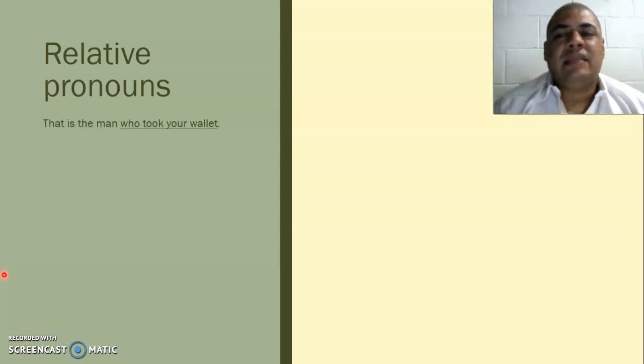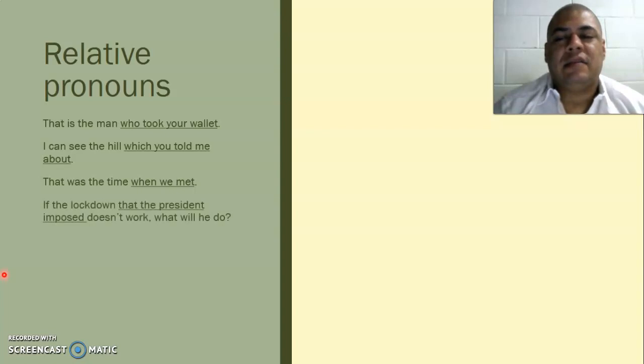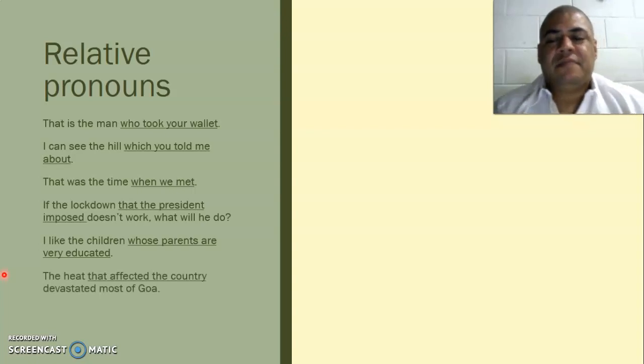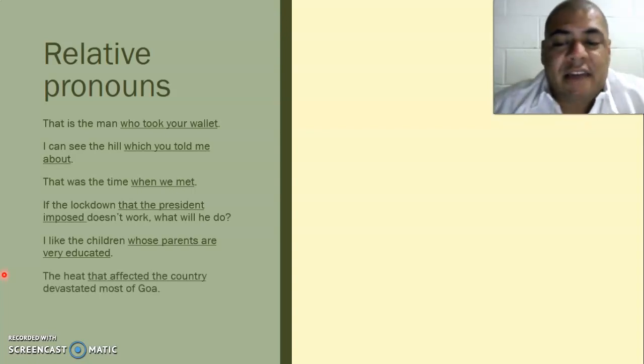That is the man who took your wallet. I can see the hill which you told me about. That was the time when we met. If the lockdown that the president imposed doesn't work, what will he do? I like the children whose parents are very educated. And the heat that affected the country devastated most of Goa.